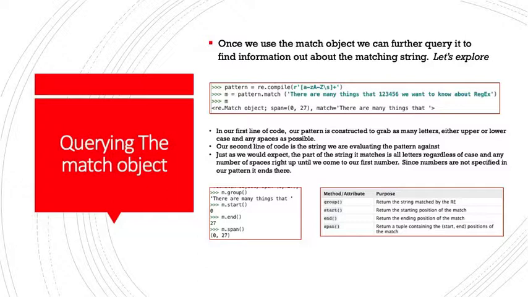Our second line of code is the string we are evaluating the pattern against. So it's in there that we want to find a match. Just as we would expect, the part of the string it matches is all the letters regardless of case and any number of spaces right up until the time we come to our first number. Since numbers are not specified in our pattern, it ends there.